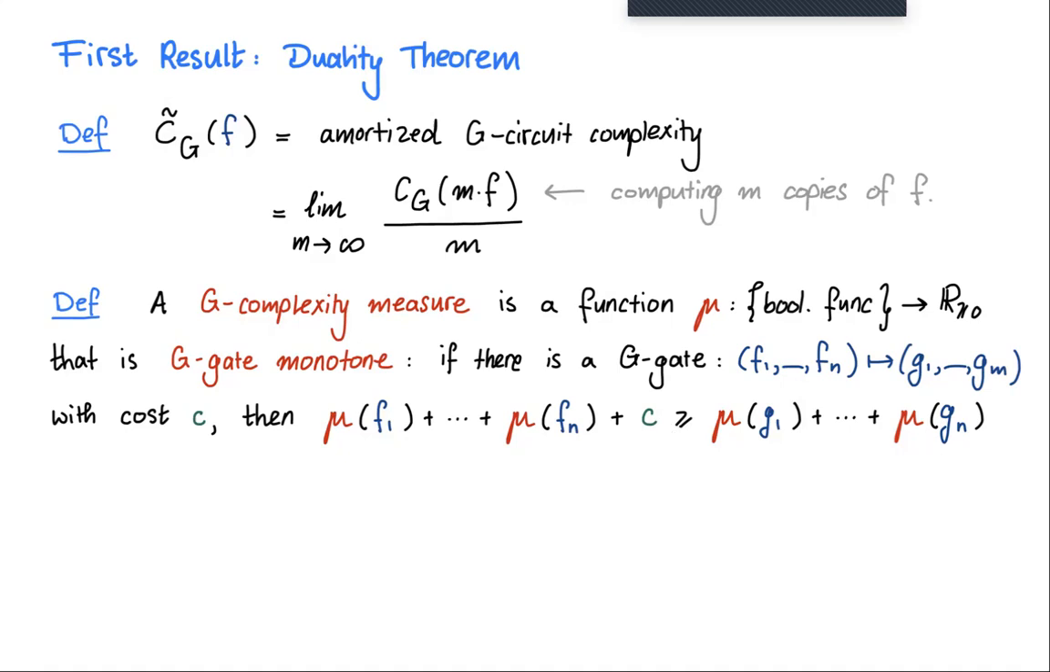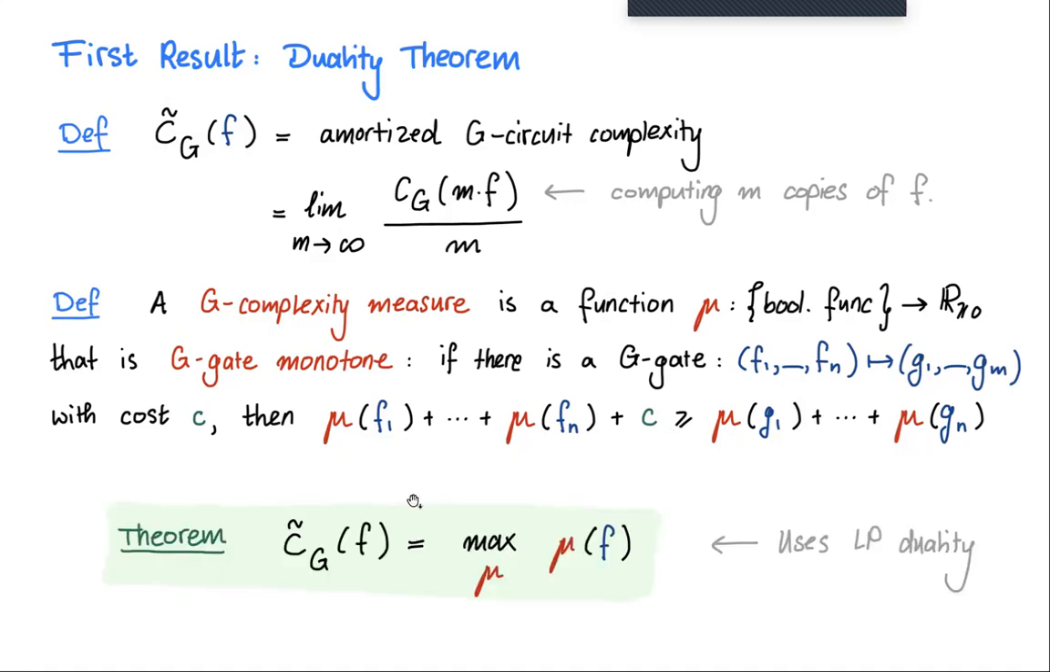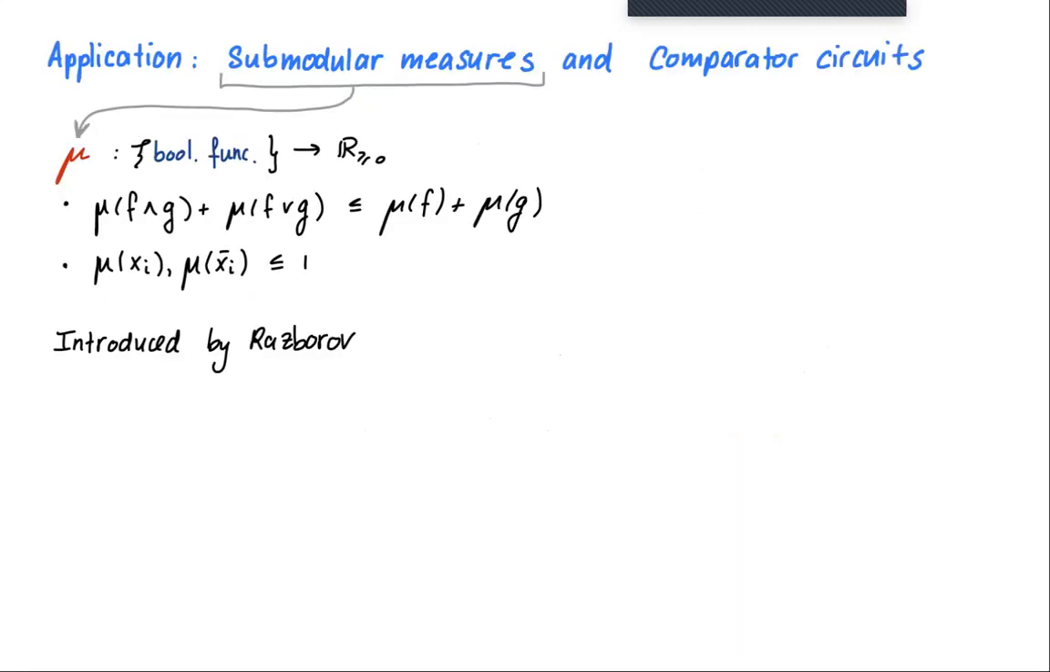Then we prove that the amortized G circuit complexity of f equals the maximization over all these G complexity measures applied to the Boolean function f. And to prove this, we use LP duality. Let me talk briefly about an application of this to submodular measures and comparator circuits.